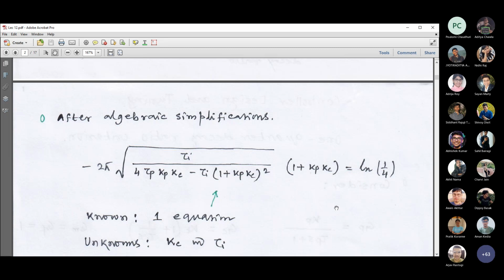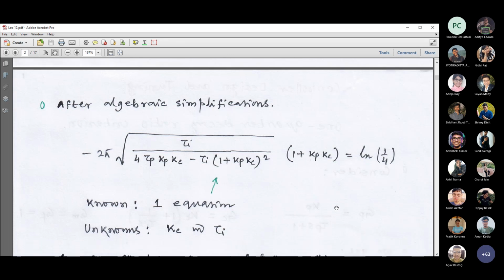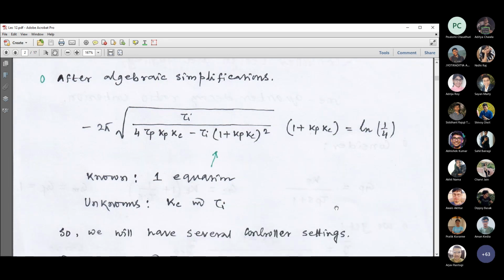So we have one equation in our hand, but we have two unknowns. So it is underdetermined system. Okay, we have only one equation, but we have two unknowns, two tuning parameters, Kc and tau I. So we can have infinitely many solutions for this. So we will have several controller settings.